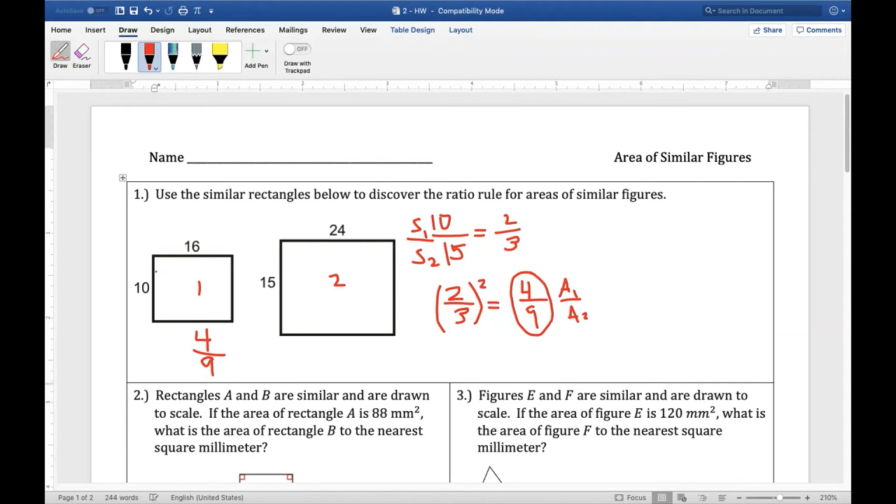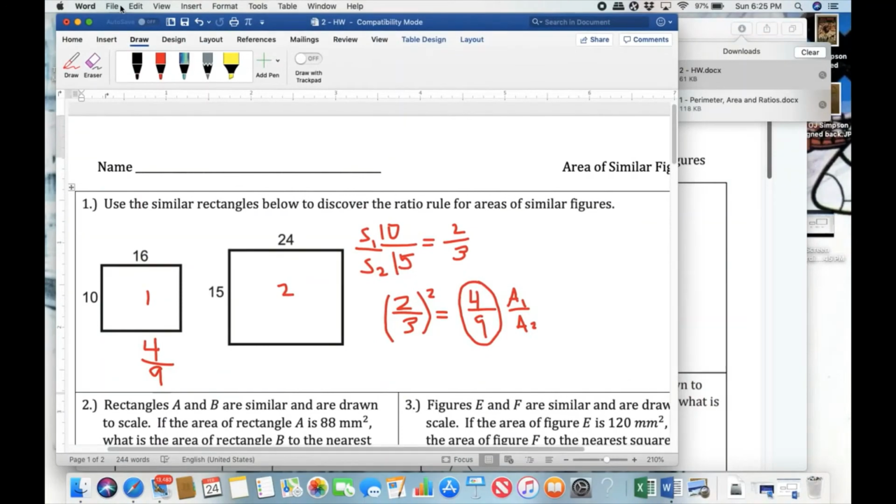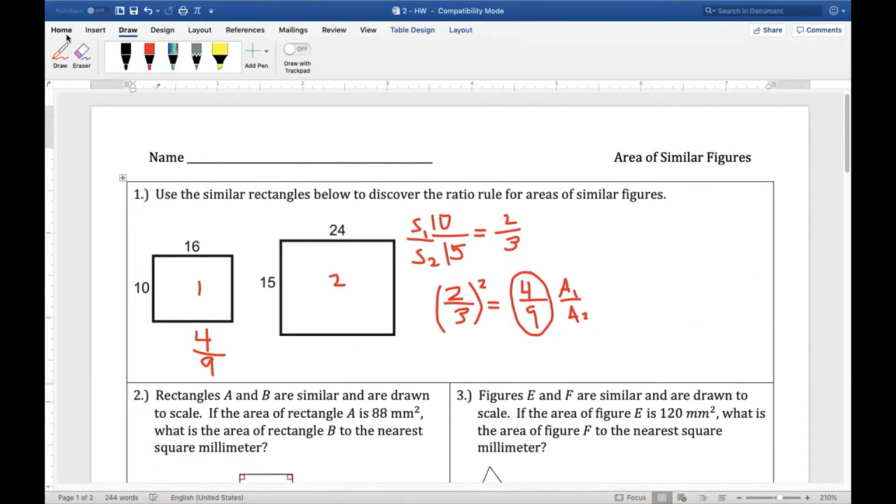But like I said, they're not always going to give you all the dimensions, and sometimes we're going to have to use the ratio of the sides in order to determine this. Had we chosen 16 over 24, we could have reduced that fraction down as well by dividing by 8. We would have got 2/3, and 2/3 squared would be 4/9. The same thing we have here.